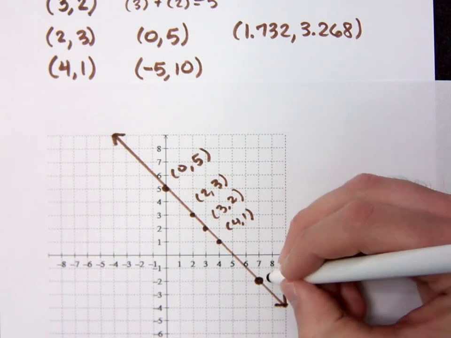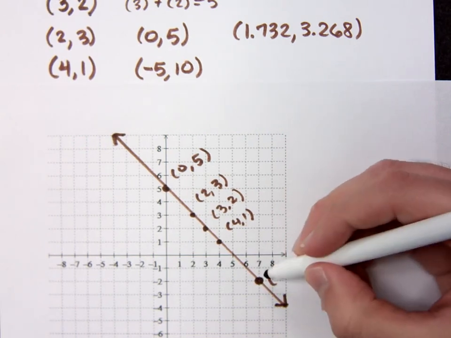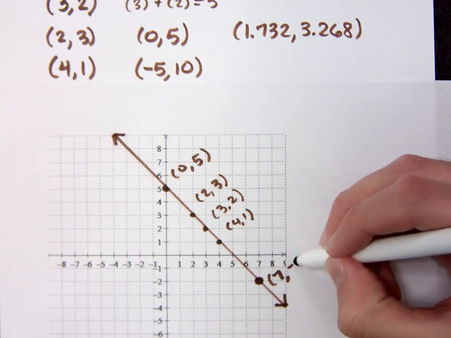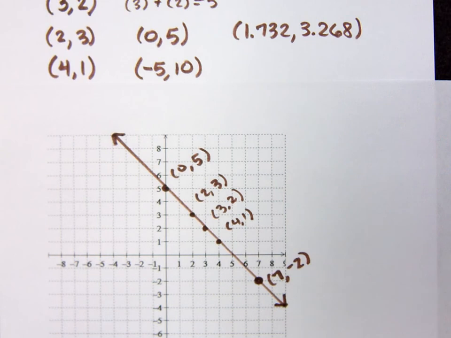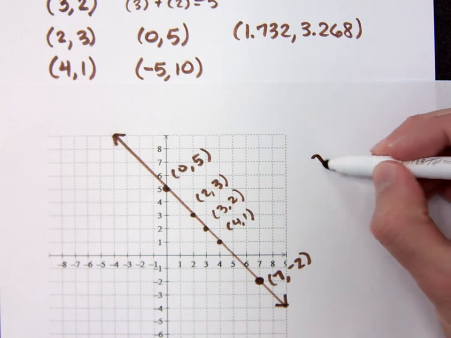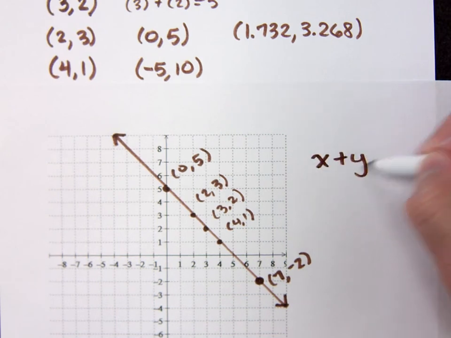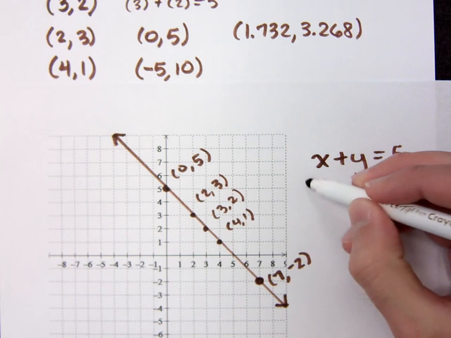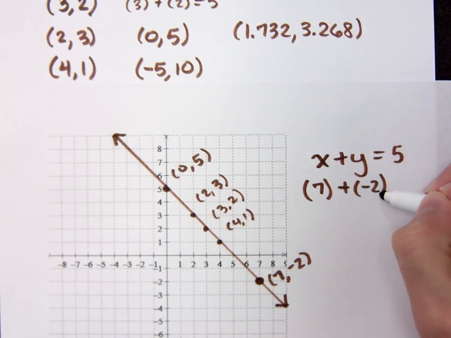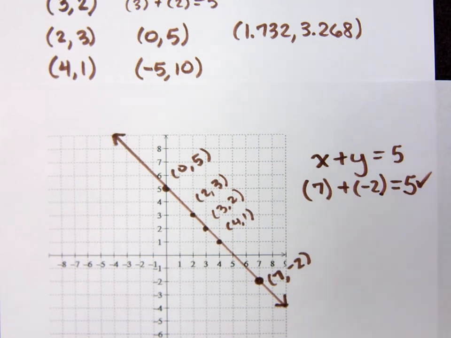It looks like I'm going through the ordered pair what? What's this guy? 7, negative 2. 7, negative 2. Does that work? Sure. If I were to plug it back into my original equation, which of course is x plus y equals 5, if I replace the x with 7 and the y with -2, does that still equal 5? Yeah.